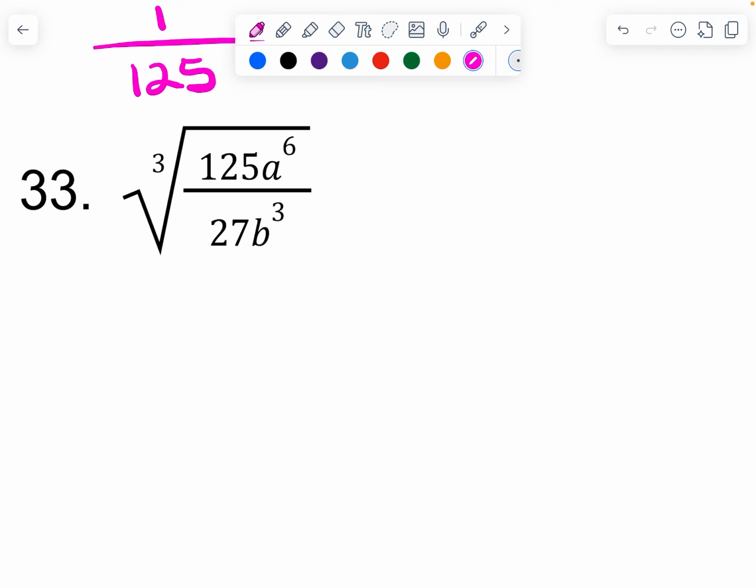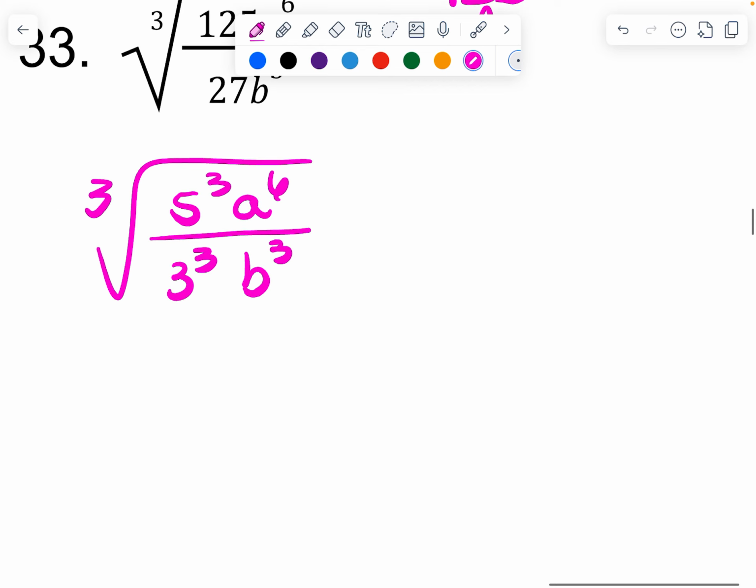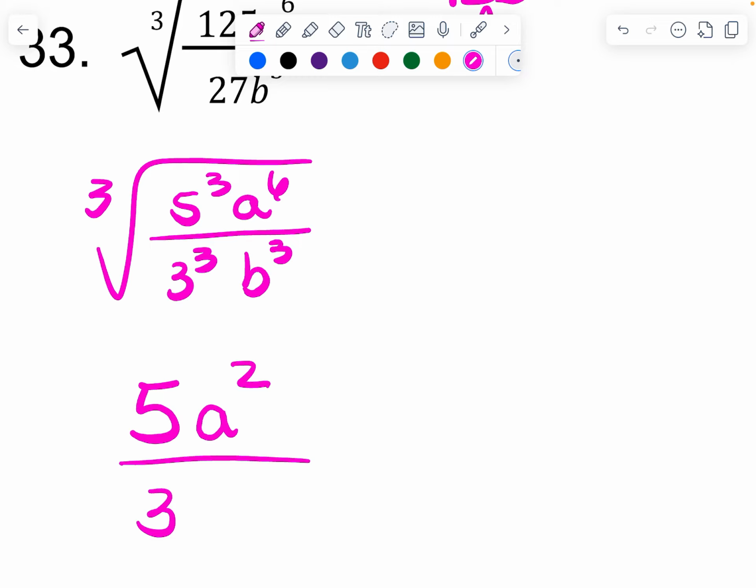Oh, can we simplify the fraction yet? No, we can't simplify the fraction. So 125 is, oh, you should know this. That's 5 to the 3rd power, A to the 6th, 3 to the 3rd power, B to the 3rd power. So we're finding the cube root, so we're dividing the exponents by 3. When I do that, I get 5, I get A squared, I get 3, I get B.